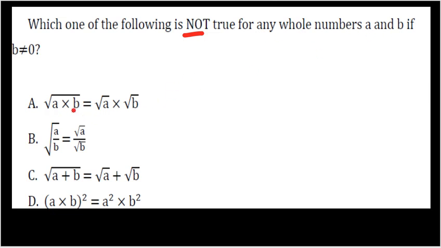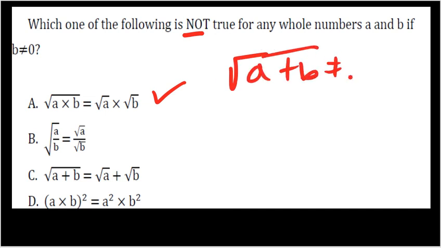A, square root of A times B is equal to square root of A times square root of B. This is correct. You can take it as a rule, and this is always a rule. But in case of square root of A plus B, it doesn't mean square root of A plus square root of B. Even for minus, you can't do. They are not equal. You cannot break down the square root in case of plus and minus. But in case of times and divide, we can.